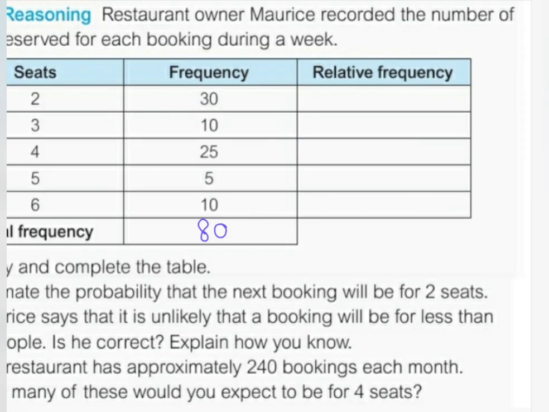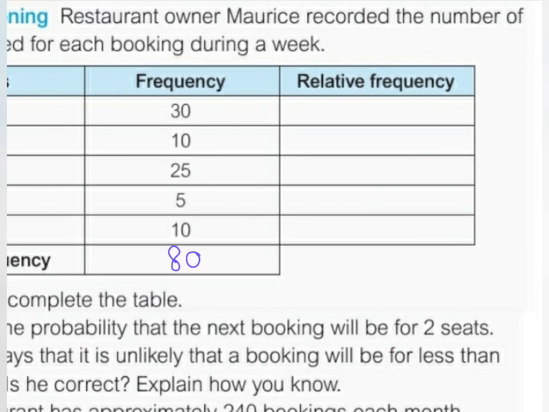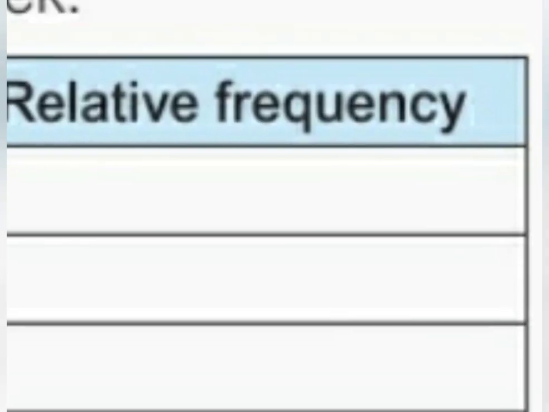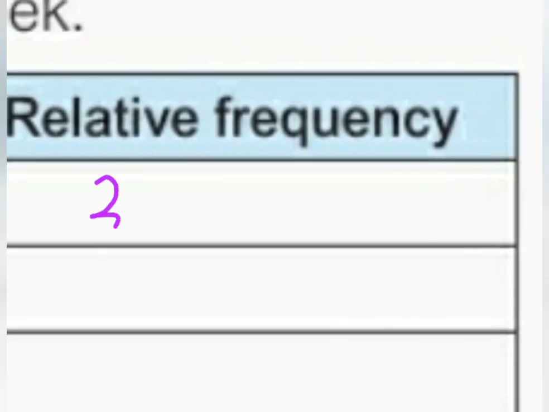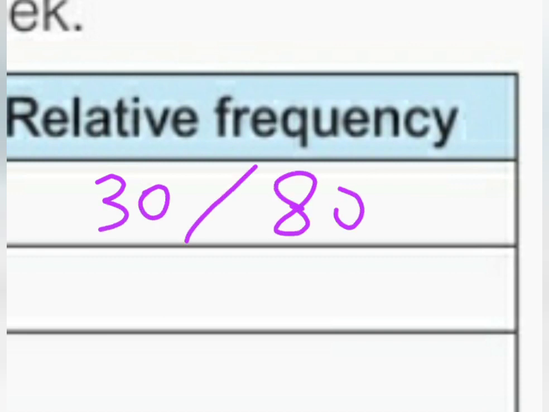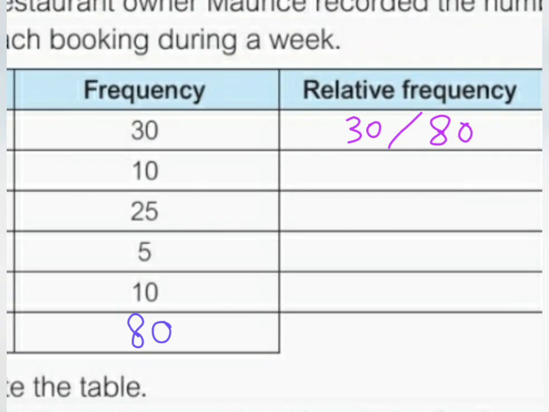Now, let's find the relative frequency for each event. What do we do first? We take the frequency and divide it by the total number of frequencies to get the relative frequency. Let's write it here. So the first one will be what? It will be 30 over 80. And we will do the same for the rest of the events.